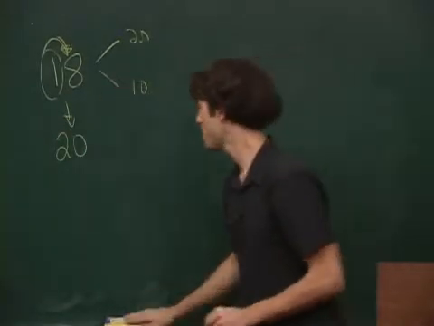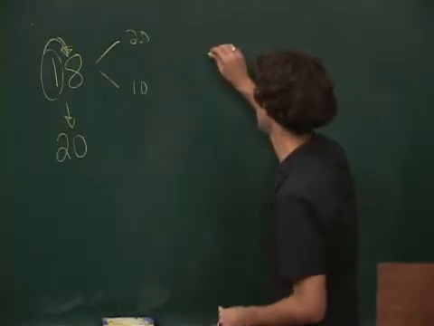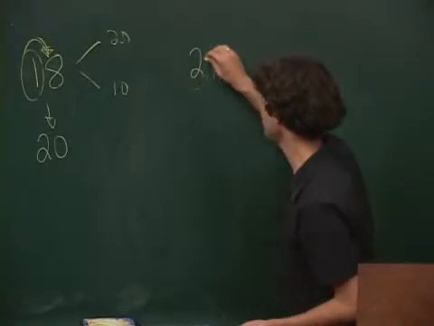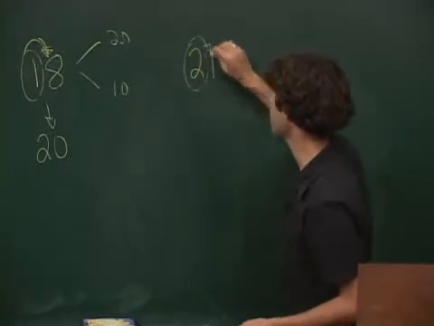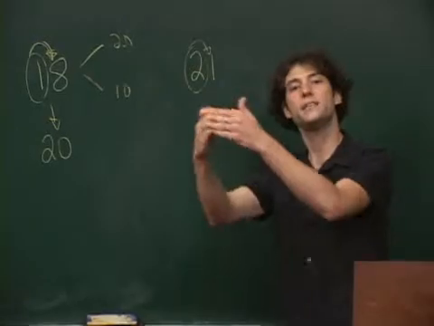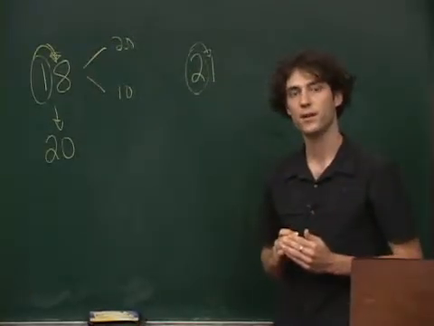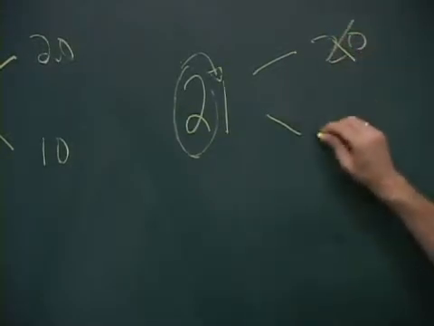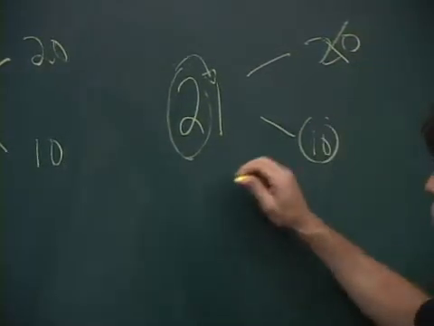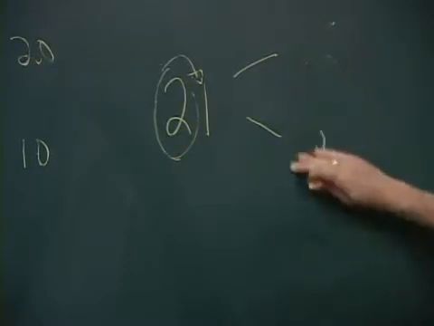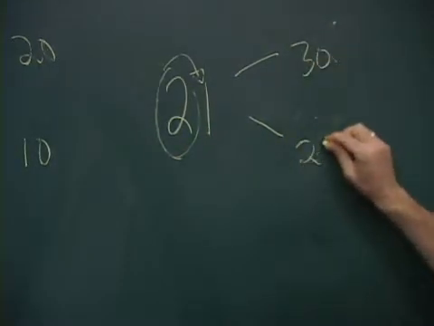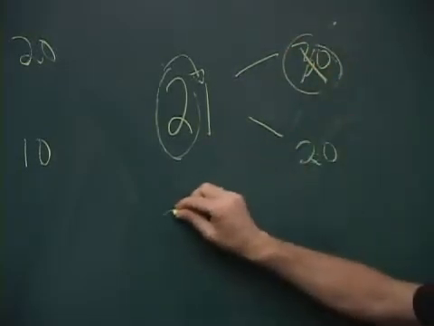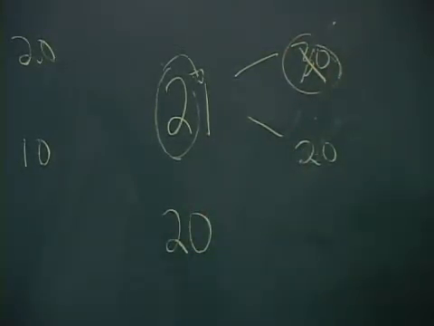So the nearest 10 is 20. But if we would have a number like 21, when we take the tens here and we look at the number on the right, we see that it is less than 5. So if it's less than 5, instead of going to the 20, we're going to go down to the 10. Or here it would be, instead of going up to 30, we're going to go down to 20.